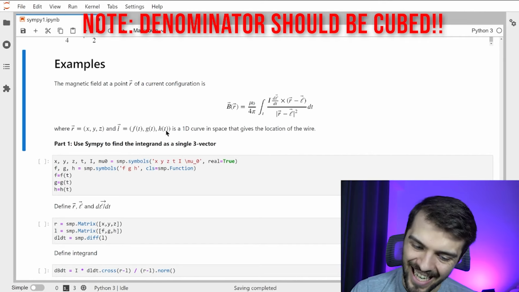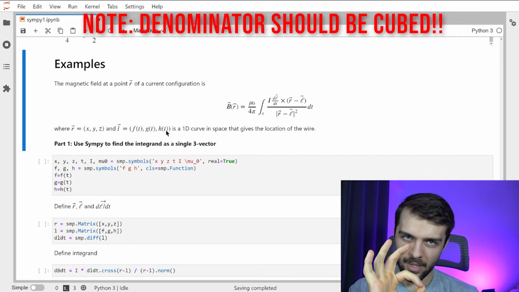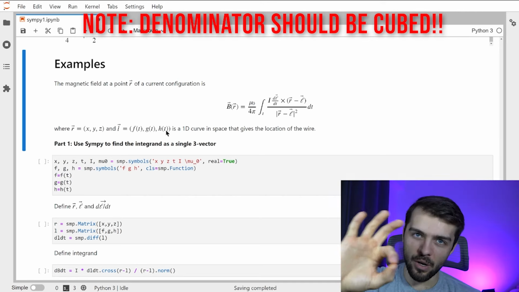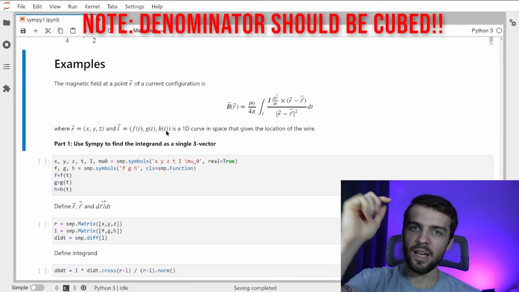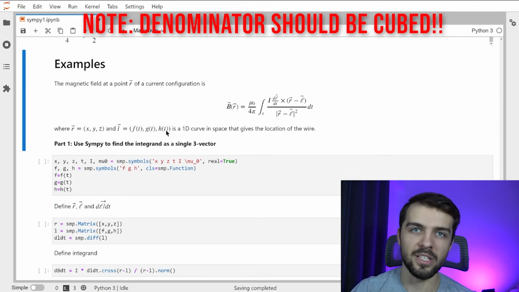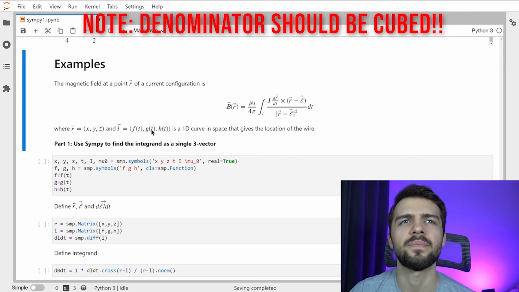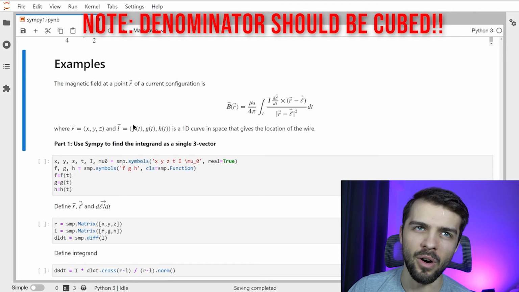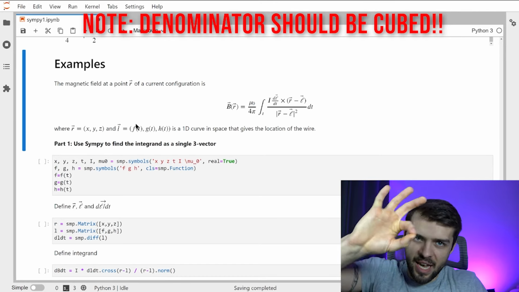By the way, t is not time. T is a parameter that specifies where you are along this line. So if I want to integrate all along this line, I integrate along t. That's how you integrate along curves in space. It's a 1D curve in 3D space. So what I'm doing in this integral is I'm integrating along L. That's what going over t means. So I'm going all along f of t, g of t, h of t.